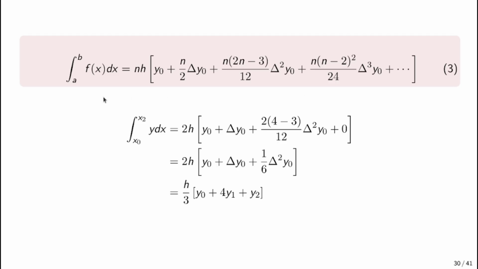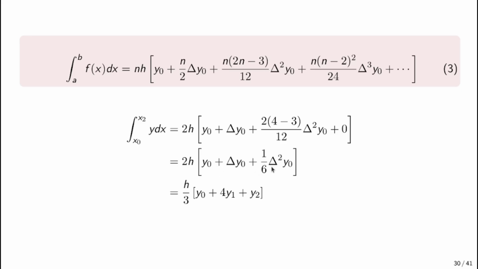So the interval length will be x0 to x2. The integral of y dx over x0 to x2 will have n replaced with 2. So it will be 2h times y naught plus 2 by 2, that is 1 times del y naught, plus 2 times 4 minus 3 by 12 del square y naught, and higher terms will become 0 because we have only two subintervals, x0 to x2. Simplifying, we will get 2h times y naught plus del y naught plus 1 by 6 del square y naught.